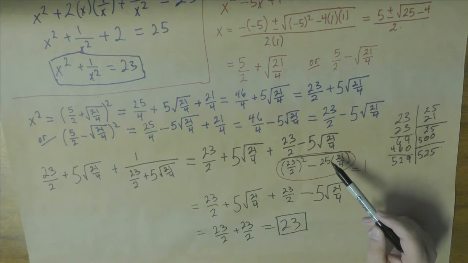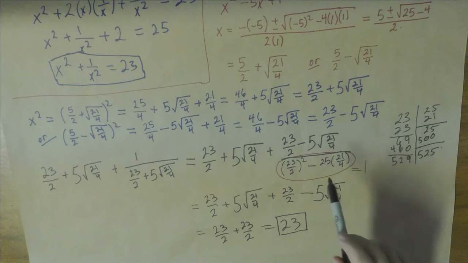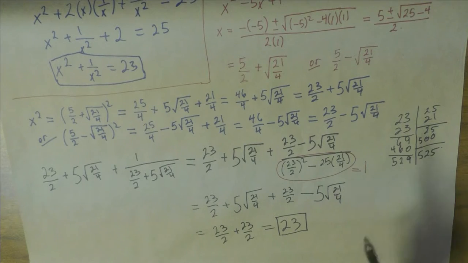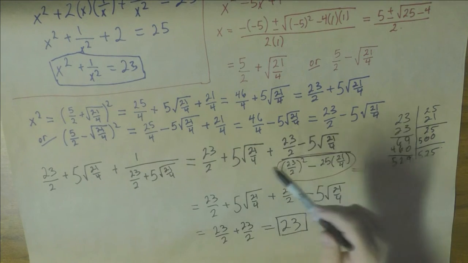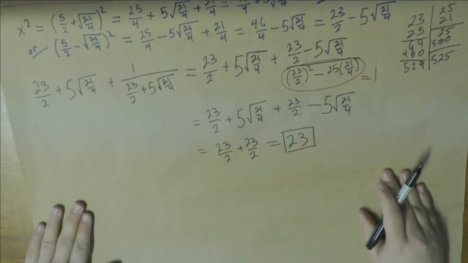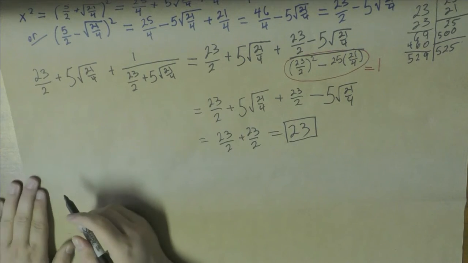That's because we're going to be using the conjugate of it here, so when we rationalize, we're going to get the same denominator. So basically all we're doing is flipping the signs on the numerators here, and so then we're going to end up with 23 halves minus 5 root 21 over 4 plus 23 halves plus 5 root 21 over 4. So the other one will in fact give you 23. Now I'll just work through that here so that you can see it.